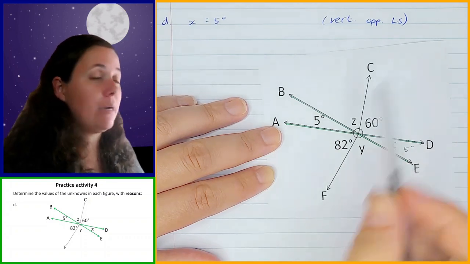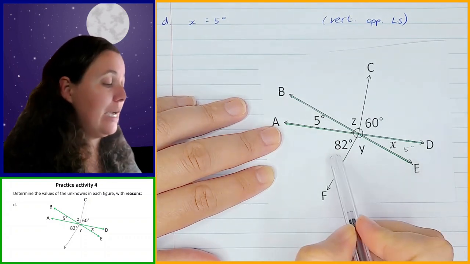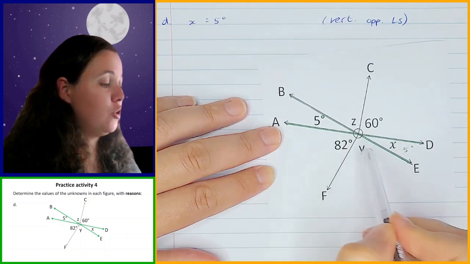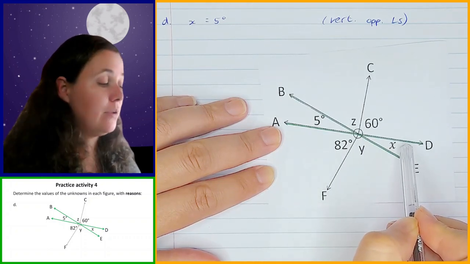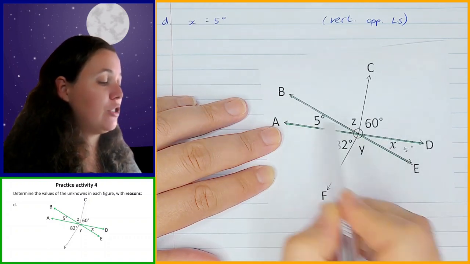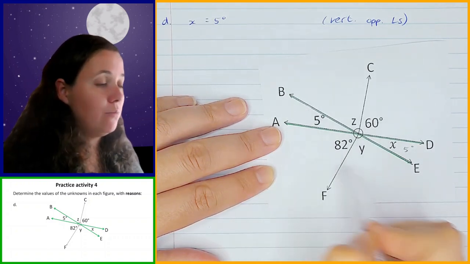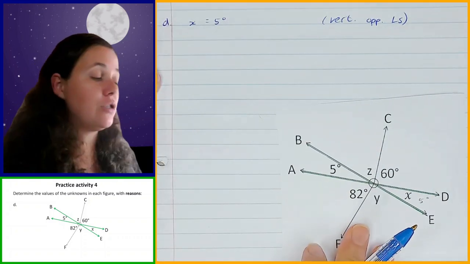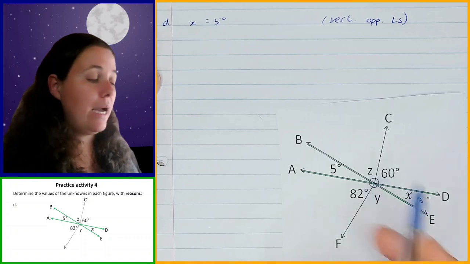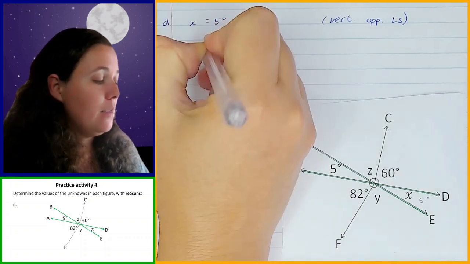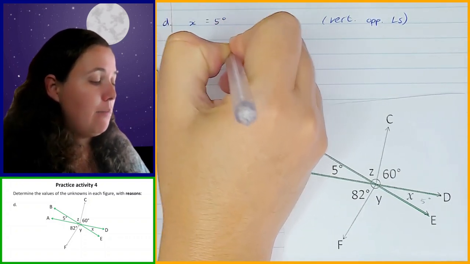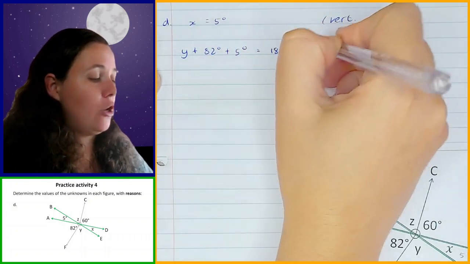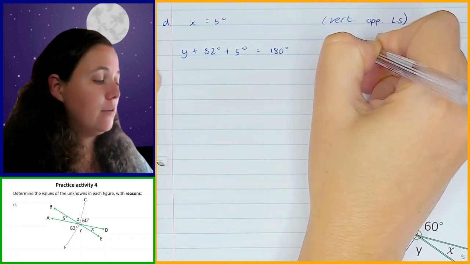So what I'm going to have to do is use angles on a straight line to work out what Y is. I can either use this straight line going 82 plus Y plus X, which is 5, or I can use that straight line, which is 5 plus 82 plus Y, giving me the same thing. Okay, so it doesn't matter which way around I do it. It doesn't matter which straight line I use, so long as I am using the Y. So I'm going to have Y plus 82 degrees plus 5 degrees, and that adds up to 180 degrees because they are angles on a straight line.